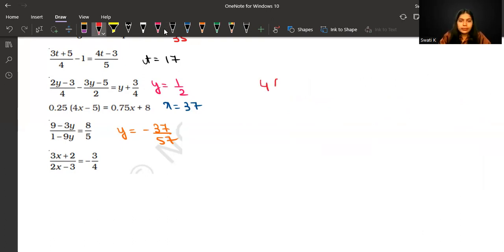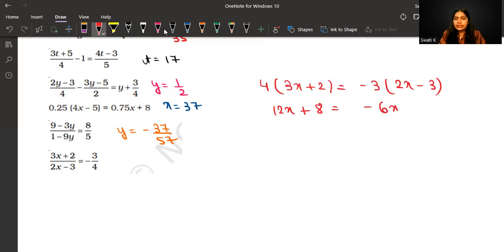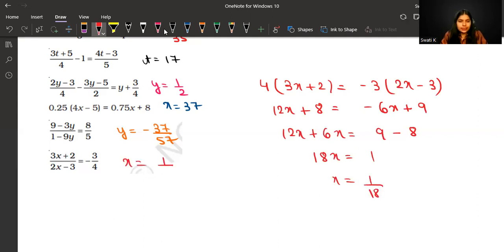So 4 will get multiplied with (3x plus 2), and then minus 3 will get multiplied with (2x minus 3). Now using the distributive property, 12x plus 8 equals minus 6x minus, right? Here it's minus sign. If you remove the bracket, this minus will become plus, and 3 times 3 is 9. Now this is 12x as it is, minus 6x will become plus 6x, and 9 as it is, and minus 8. 12x plus 6x is 18x equals 1. So x will be 1 by 18. So that's the answer of x, that is 1 by 18.